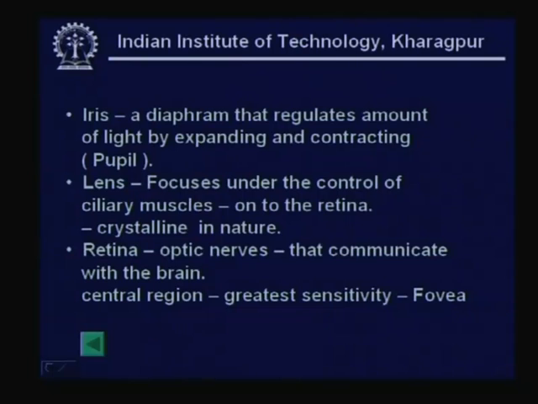Then the screen in this case, analogous to the film in a camera, is the retina, which is connected to the brain through a set of optic nerves, and they communicate with the brain through these nerves. Now, in the retina there is a central region where the sensitivity to vision is a maximum and is termed the fovea. In fact, a little while from now we will observe that this is the region which is responsible for the fine details. Let us look at the eye once again.